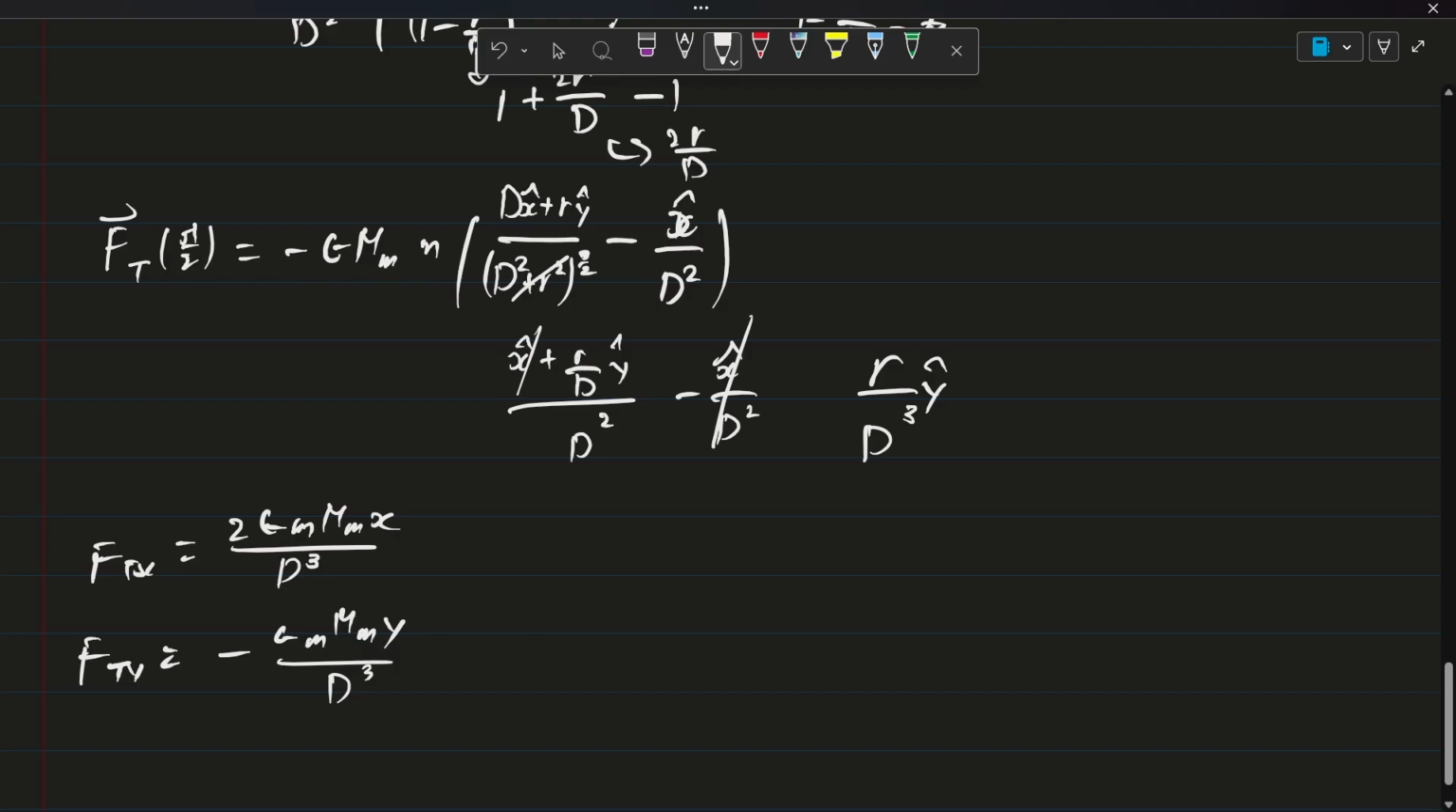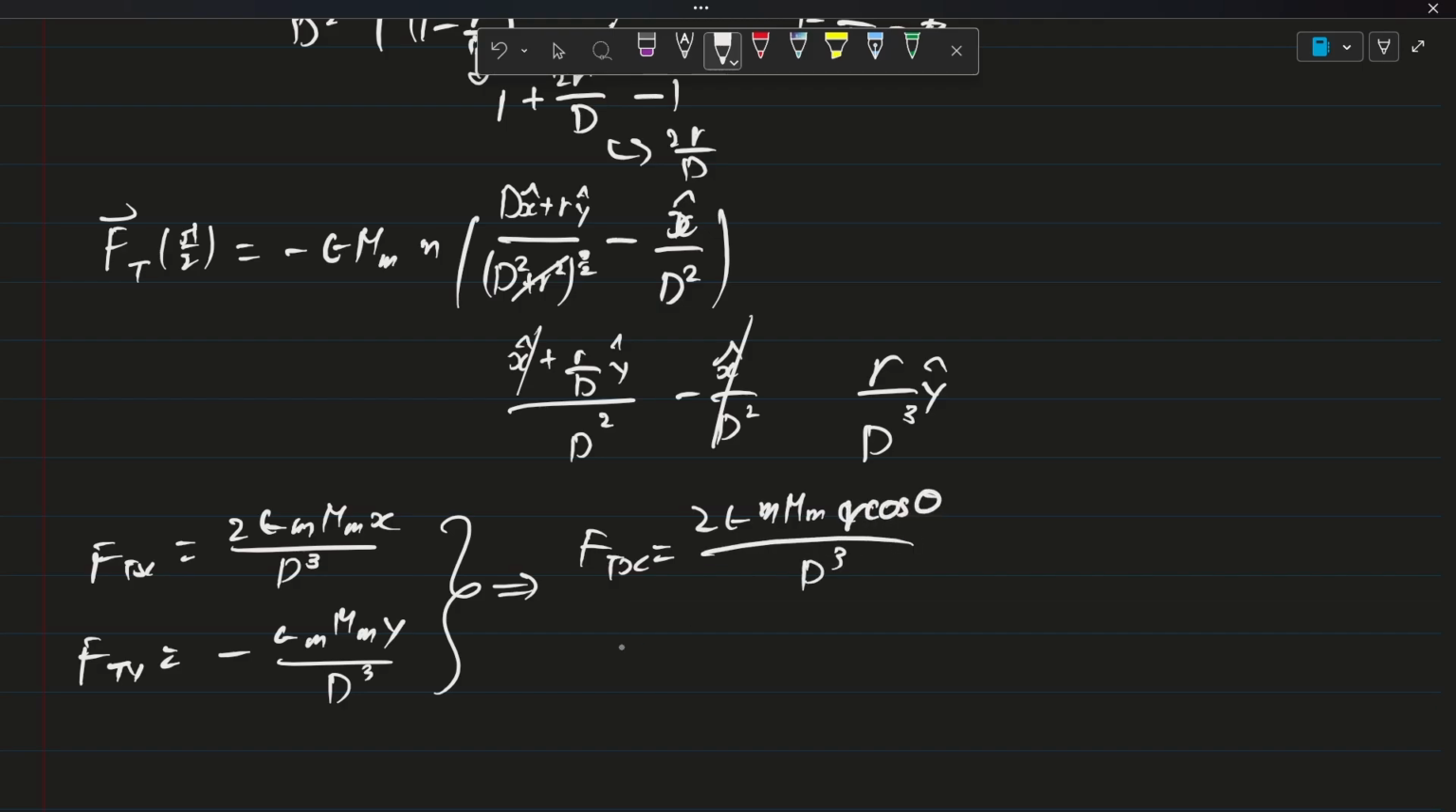Now this is in Cartesian coordinates. We can do this into polar coordinates, but the force is still in x and y. We can still do that. And the F_x would just become 2GM, mass of M, the mass of the moon, r cosine theta over d cubed. And for the y, it's the same thing with r sine theta, negative. There we go. So this is only the effect from the moon.